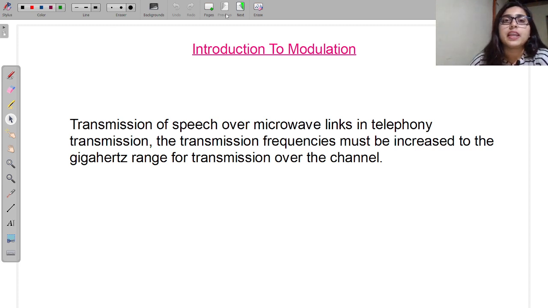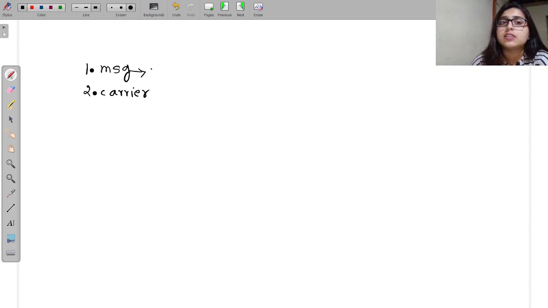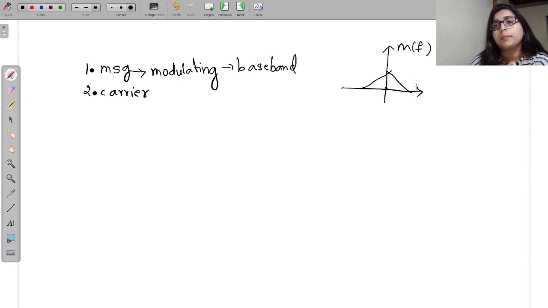One thing I will say: for modulation to take place, we require two signals. One is the message signal and the second is the carrier signal. The message signal is also called the modulating signal, or the baseband signal. I have told you that the frequency spectrum of the baseband signal is centered about the origin. We can have any shape; I am taking a triangular one here.